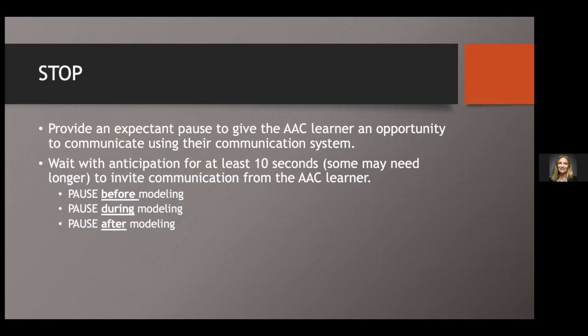And why do we want to stop? Why do we need to pause? Number one, this gives the AAC user time to process verbal instruction. Not that they don't understand, but some of them may have auditory processing issues, so they need that time to process verbal information. Number two, formulate a reply. Sometimes they process it quickly, but it's a new thing for them, and this will give them time to formulate their reply, whether that's one word or two words.